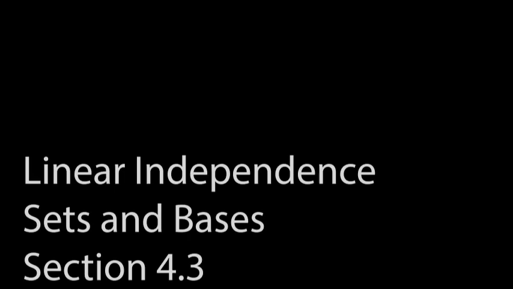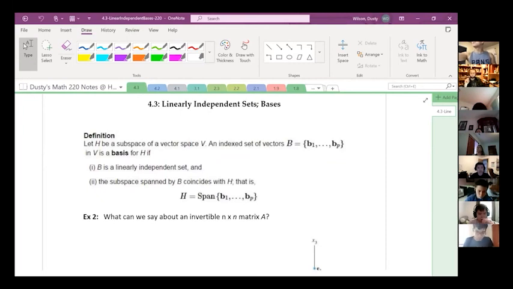Let's remind ourselves where we've been. In section 4.1, we introduced this idea of a vector space and then the idea of a subspace. And those are kind of abstract ideas. And then in section 4.2, we focused in on two specific subspaces that we could learn a little bit more about. And those specific subspaces were the null space and the column space.